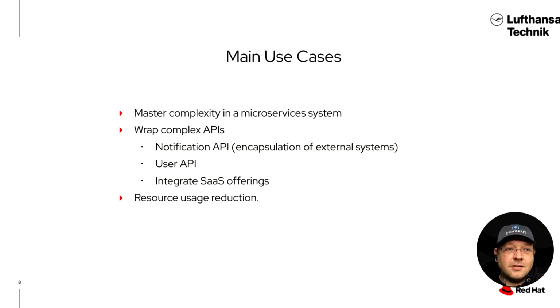So they started to see the microservice architecture as an approach to mastering complexity in their system. They wrapped existing APIs and made sure that they are cohesively usable within the application for other services to consume. Examples for that are notification API or user APIs. And they also use it as mainly a wrapper around software as a service offerings, mainly external interfaces. And they basically created 10 microservices in total.